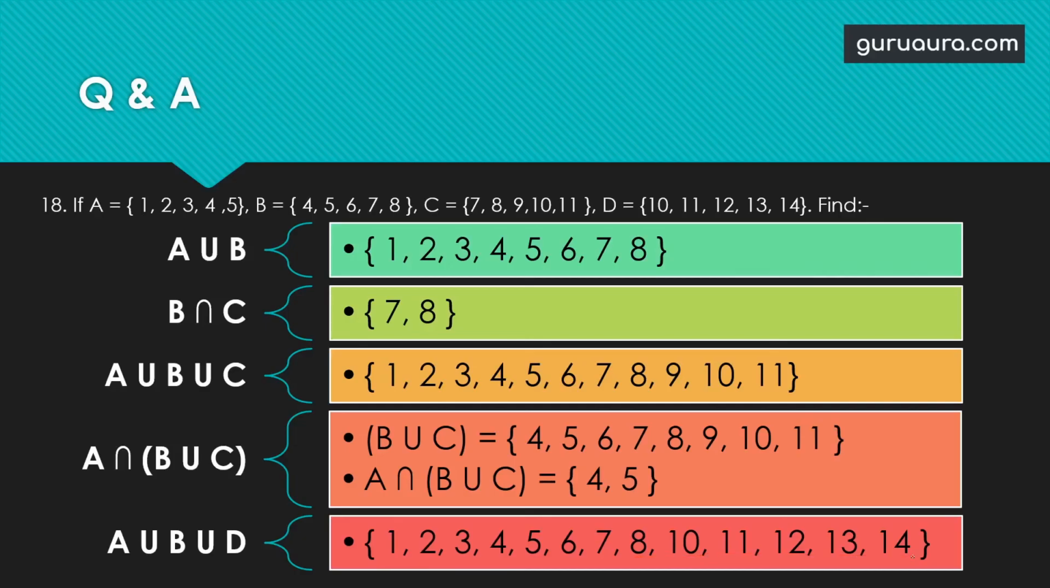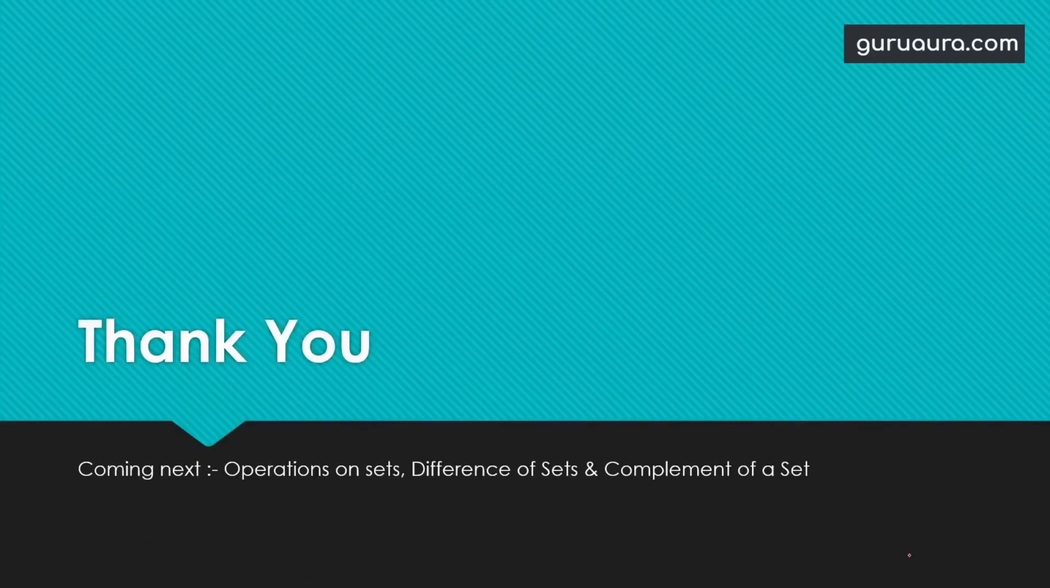This brings us to the end of this lesson. I hope you are clear with union and intersection of sets. We will see the next two operations, difference of sets and complement of a set in our next lesson.